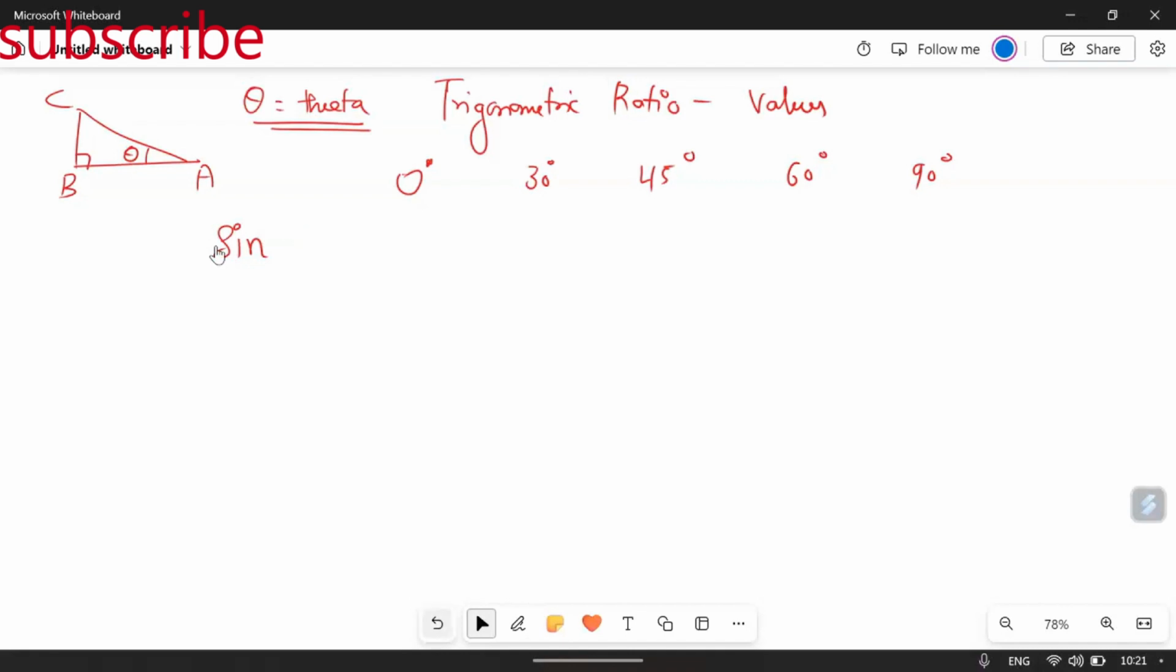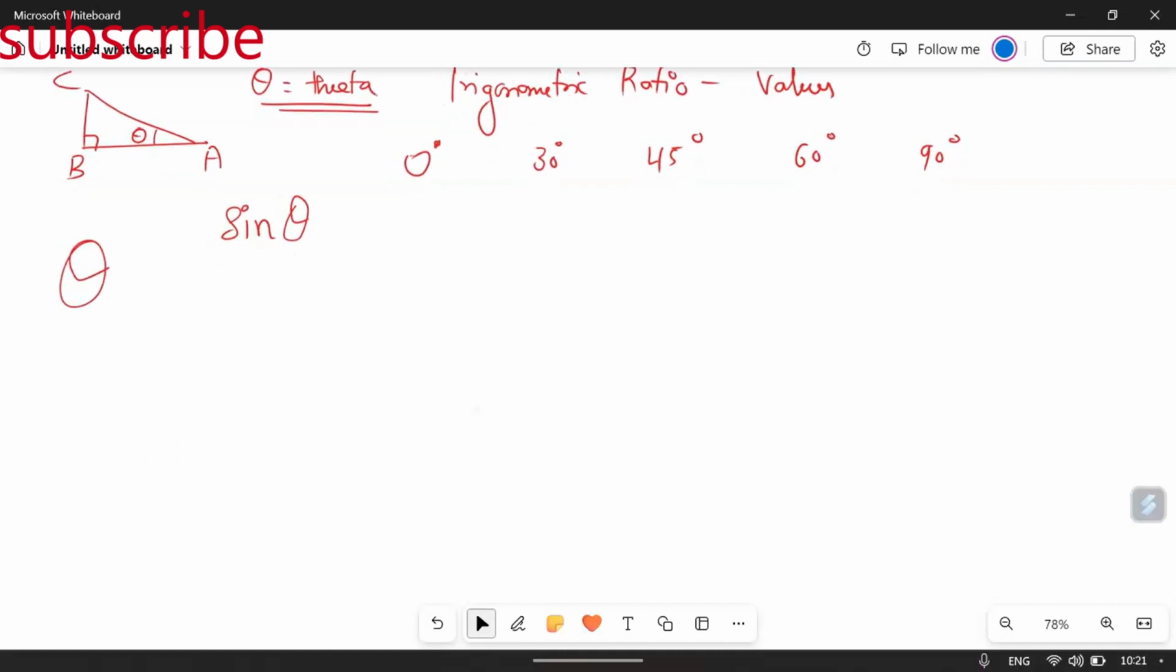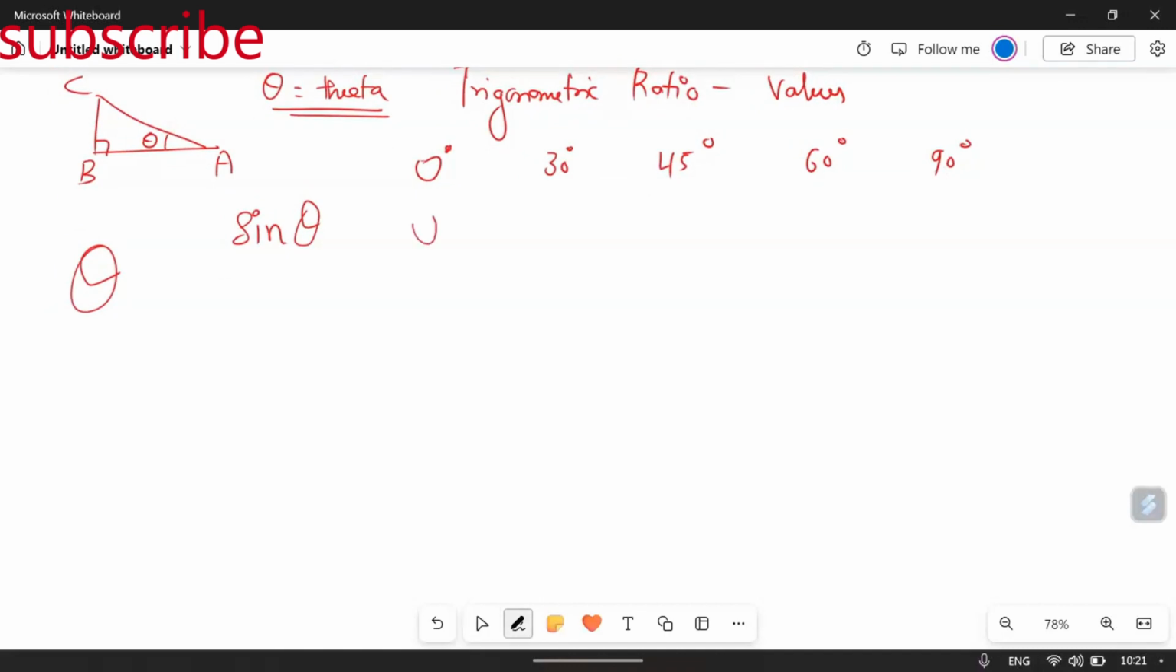So we can draw it like that, theta. For sin theta, at 0 degree its value is 0 from the start, then it is 1 by 2, then 1 by root 2, then root 3 by 2, and then 1. It is fixed. So in a question, if it is given sin 0 degree, its value is 0. If it is given sin 30 degree, it is 1 by 2. Its value is fixed.